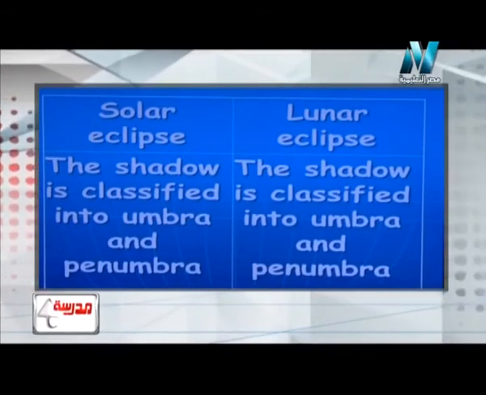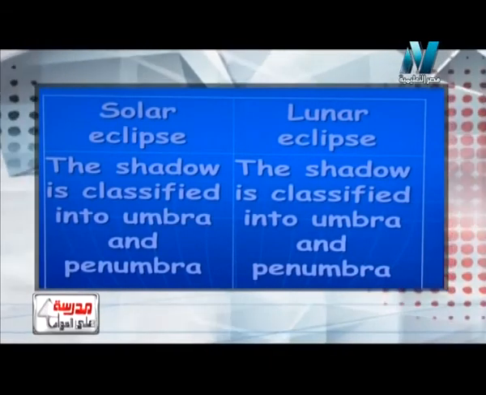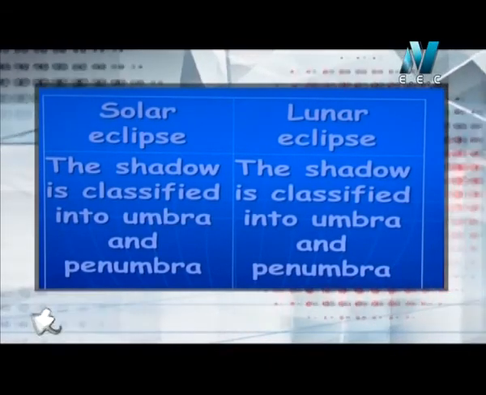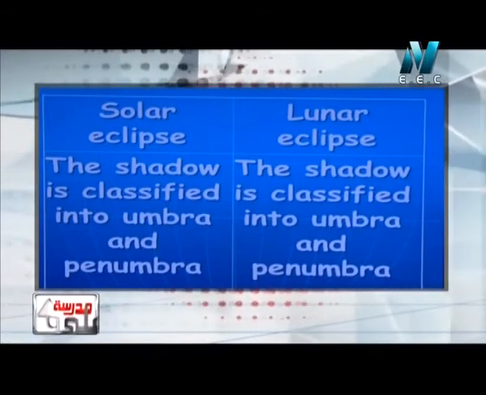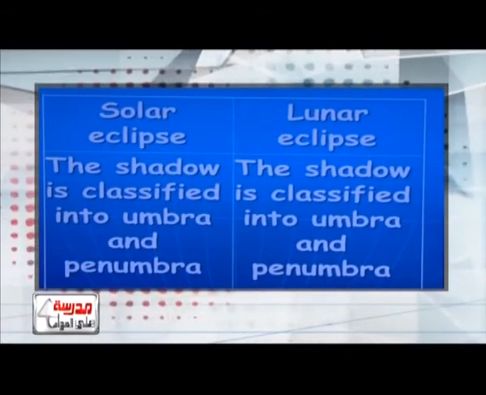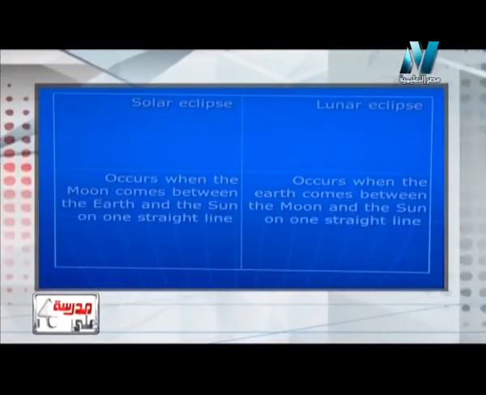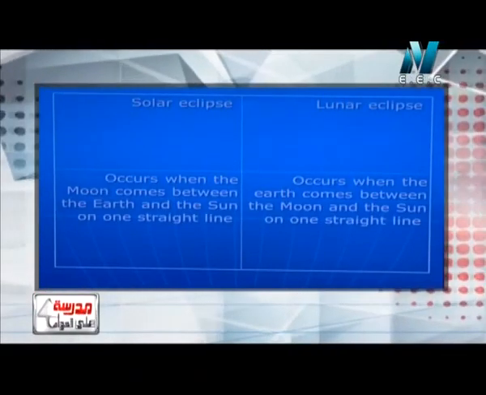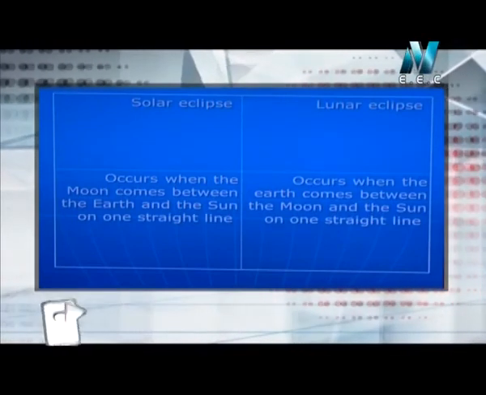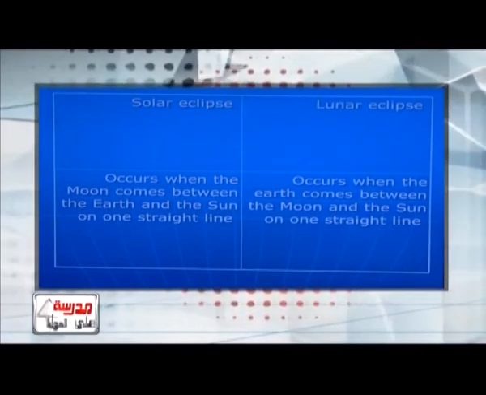In solar eclipse, the shadow is classified into umbra and penumbra, but in lunar they are the same, umbra and penumbra. But in solar I have another area which is called antumbra. So the difference between solar and lunar is that solar occurs when the moon comes between the sun and the earth, but lunar occurs when the earth comes between the sun and the moon.